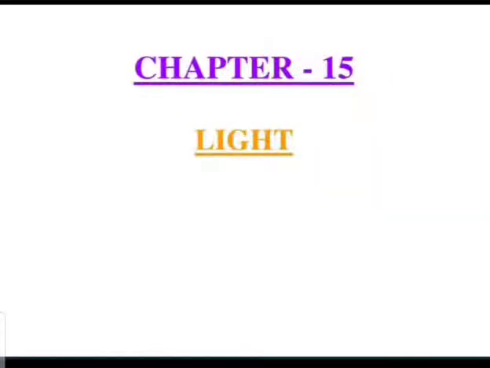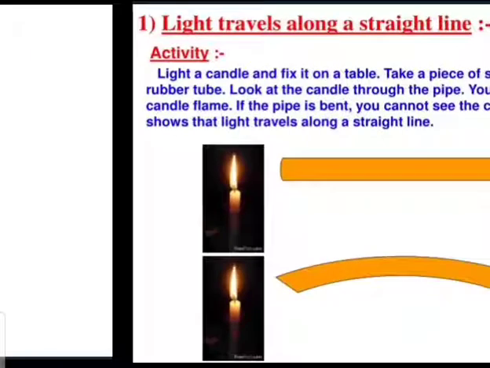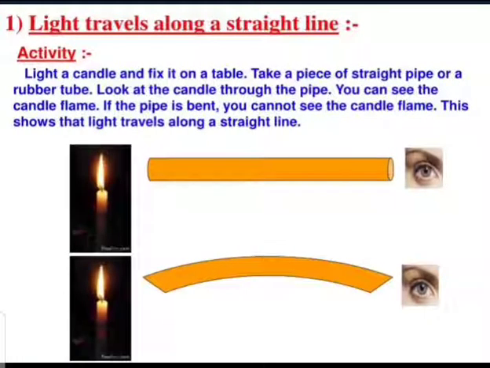Hello students, today we are going to study chapter 15, light. So what is light? Light is a kind of energy. It makes the things visible. Before going further, we should know how light travels. Light travels along a straight line.